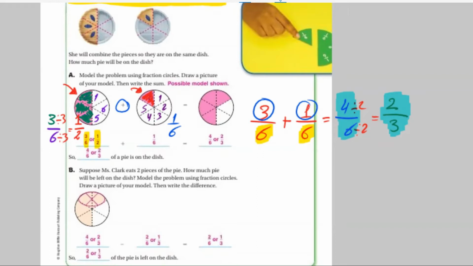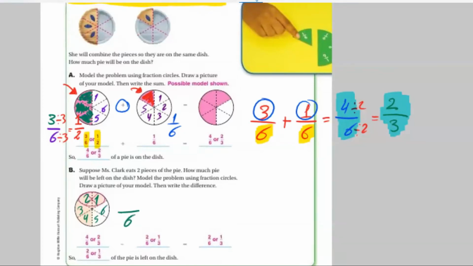Okay, guys, let's move to letter B. Suppose Miss Clark eats 2 pieces of the pie. How much pie will be left on the dish? Let's see how many pieces there are. How many pieces are there? The total parts of this. So we have to count 1, 2, 3, 4, 5, 6, right? So it will be 6.